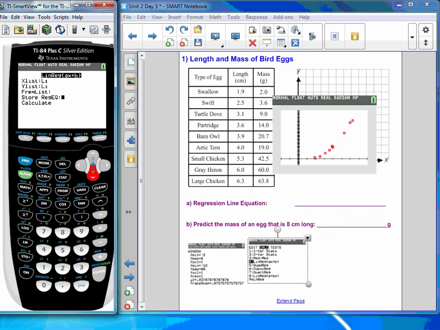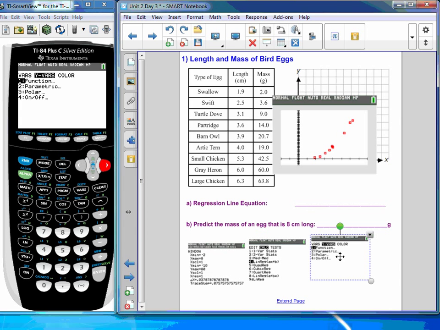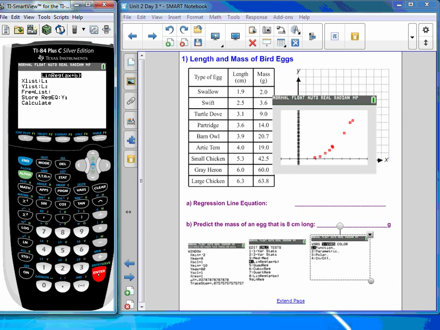Remember, we do VARS. If you have the 83, you just do the same buttons. VARS, Y-VARS, function, Y1. And we'll store it automatically in our Y1 before pressing enter again or calculate enter. And voila, the calculator spit out the values that I'll use for my equation.